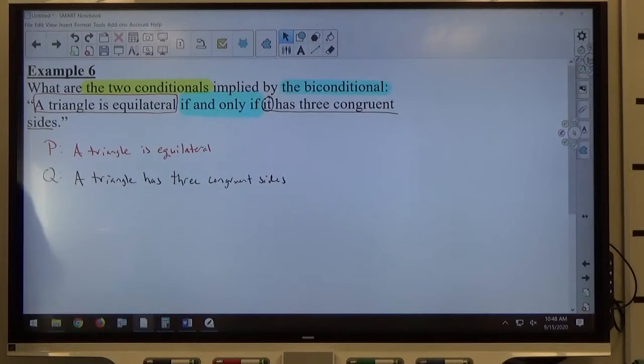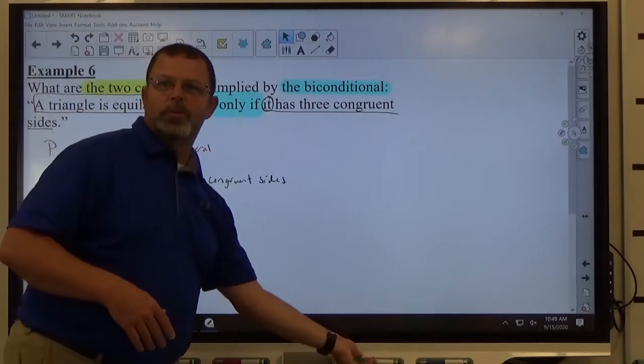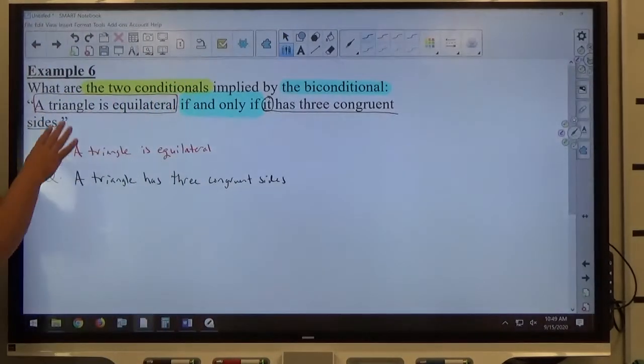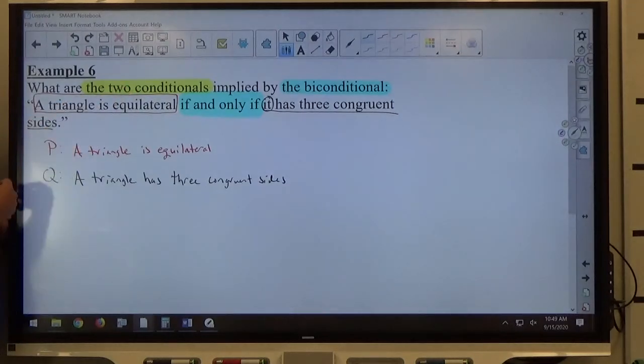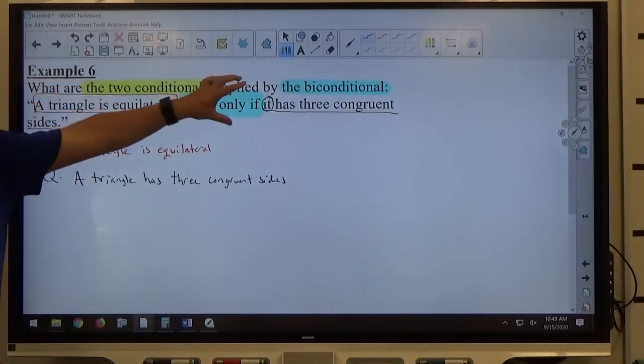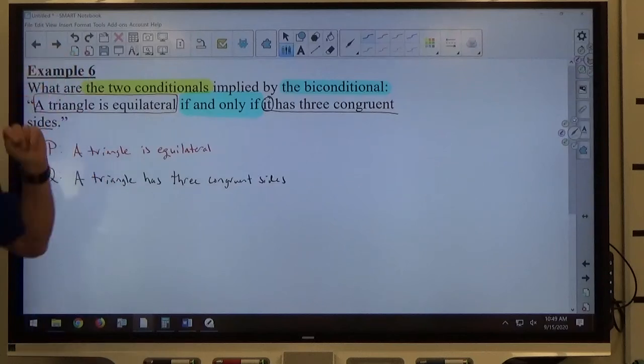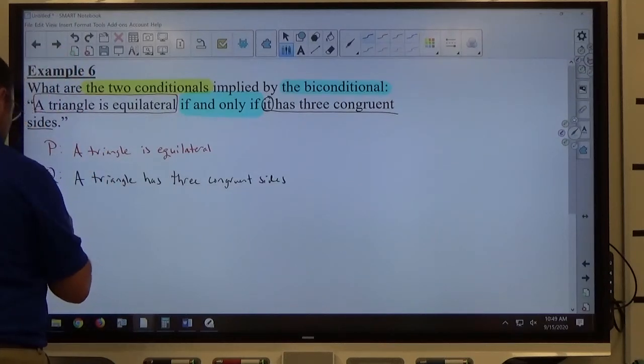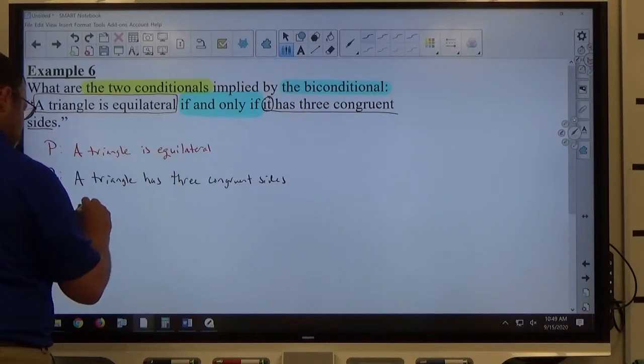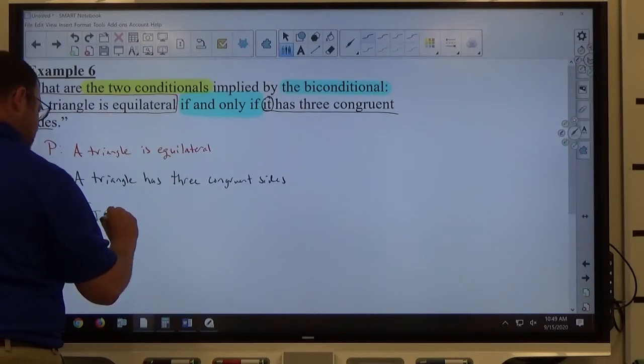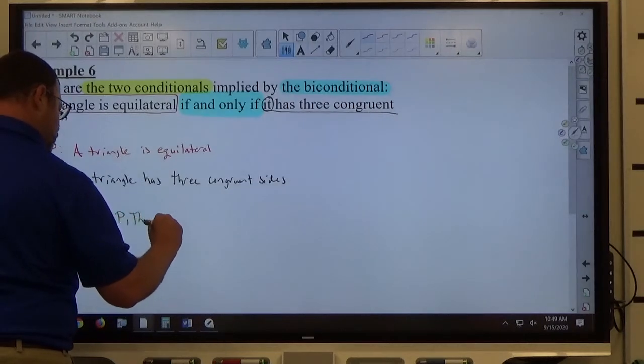All right? If I'm writing the two conditionals implied by a biconditional, I want to write the if P then Q form, and I want to write the if Q then P, the original statement and the converse of that statement. So it doesn't matter which one's which, but I usually, if I do a biconditional, just assume the first part's P, the second part's Q. So my original is going to be PQ order, the second is going to be QP order. So if this is me writing it, I would say the original is always going to be if P then Q.